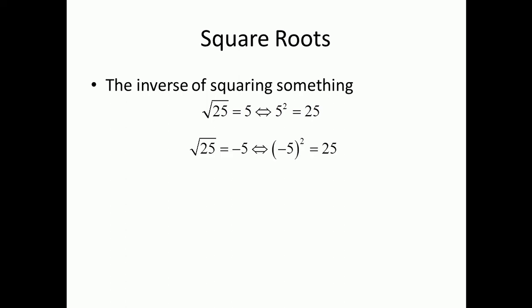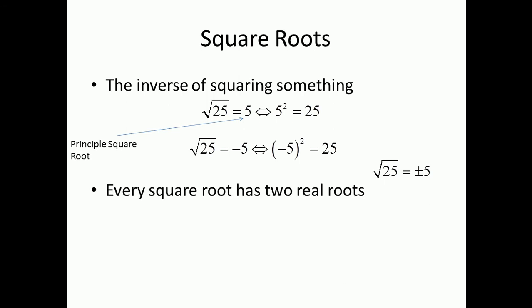However, it's not the only one. So square root of 25 also equals negative 5. Why? Because negative 5 squared equals 25. So what that means is that the square root of 25 gives us plus or minus 5. We've been dealing solely with the positive root and not the negative root, because the positive root is what we call the principal square root. And that's what we've been mainly dealing with.